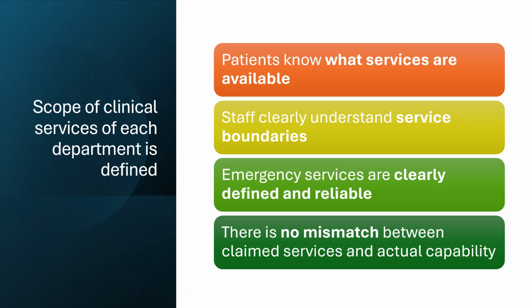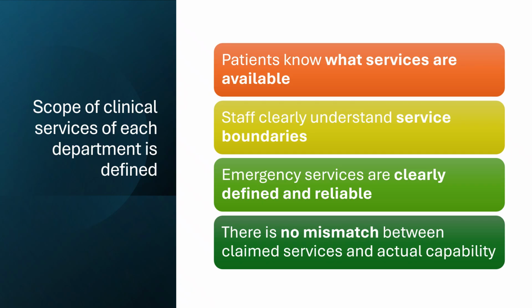The scope of clinical services should be defined department-wise. It can be emergency services or OPD services. In OPD services, it may be cardiology, neuro, ENT, pediatric, general medicine, ortho. All the criteria and the scope of the department should be defined and reliable. There should be no mismatch between the claimed service and the actual capability. Whatever service we are providing should be displayed properly. If we are not providing it, then it should not be displayed.